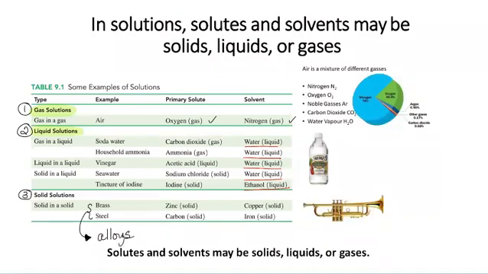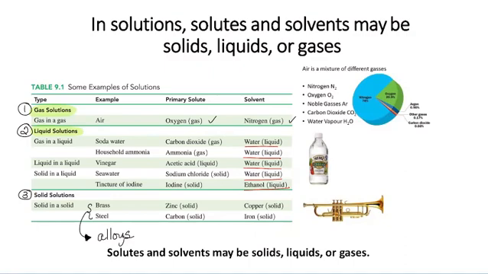Bronze is another alloy, okay? And here you can see that instruments like the trumpet that you see here is actually made out of brass. So these are materials that are utilized overall.